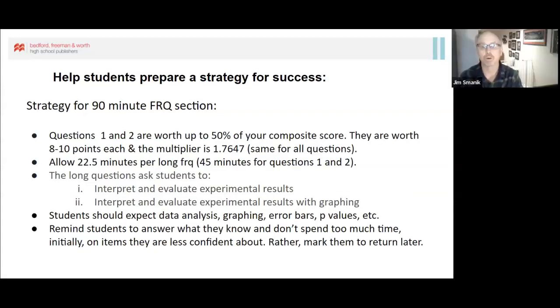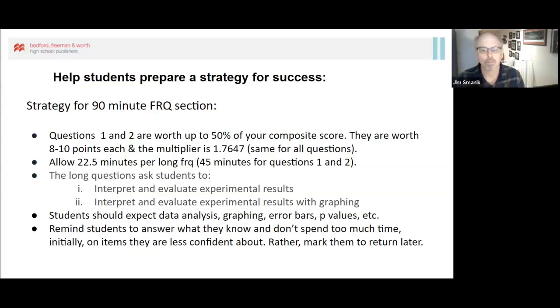So questions 1 and 2 are worth up to 50%. As Paula said earlier, 8, 9, or 10 points. All 6 questions, at least on the practice exam, have a multiplier of 1.7-ish. So if you just do the math, you're at roughly 22.5 minutes for each long question, so 45 minutes, half the time for the first 2, because they can add up to between 16 and 20. Questions 3, 4, 5, and 6 are going to add up to 16. So that's about the second half. So just a general idea will help manage time.